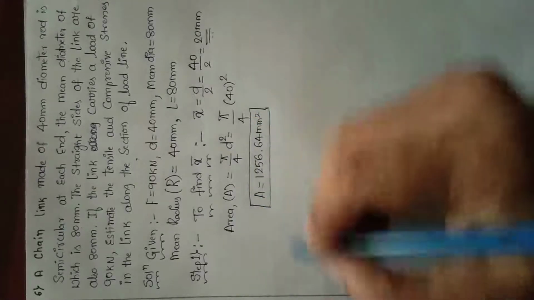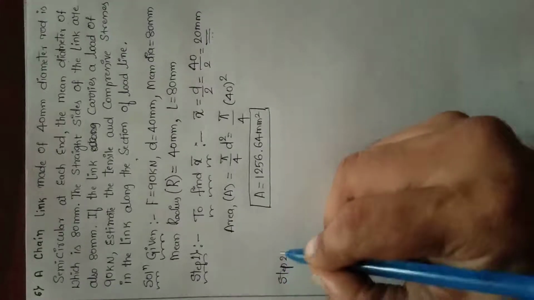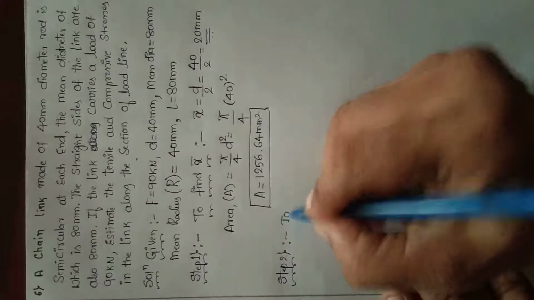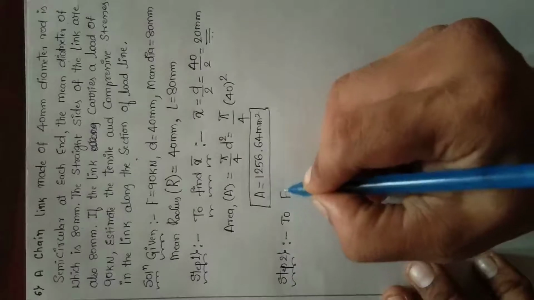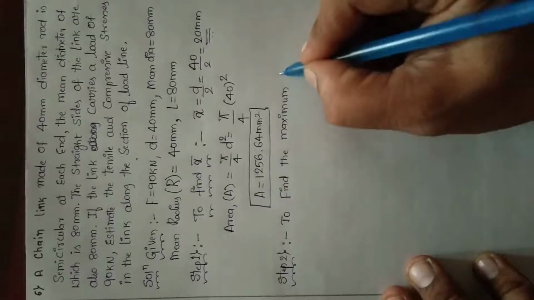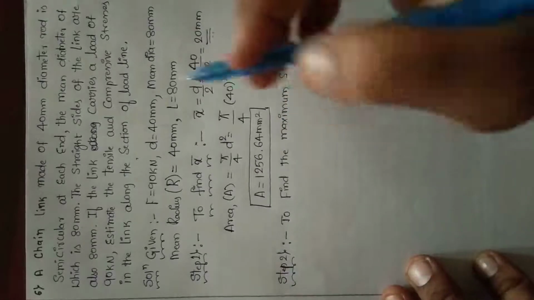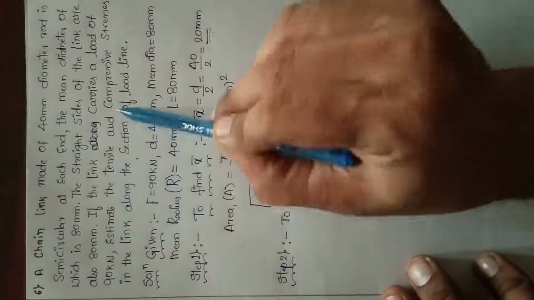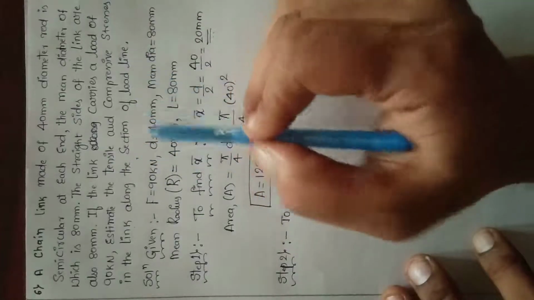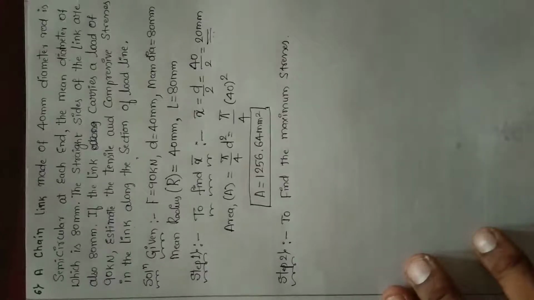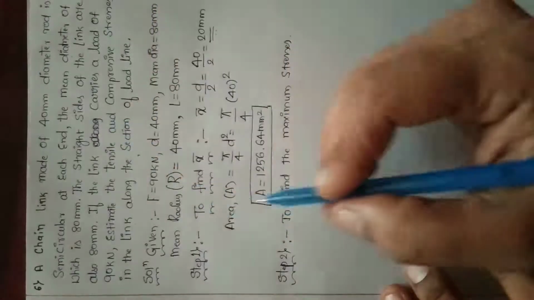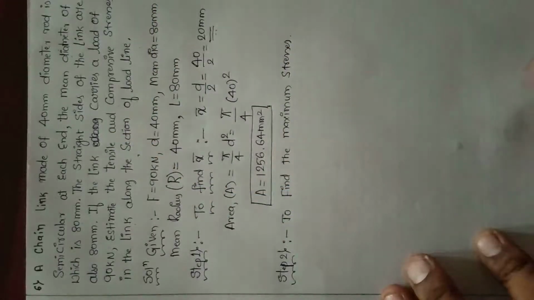Now what is step 2? Step 2, we need to find the maximum stresses. In the given data, what is said to find? Estimate the tensile and compressive stresses in the link along the section of the load line. It means we need to find only at theta equal to 0. But I will solve both. For this question you can solve only at theta equal to 0, but I will solve theta equal to 90 degrees also.